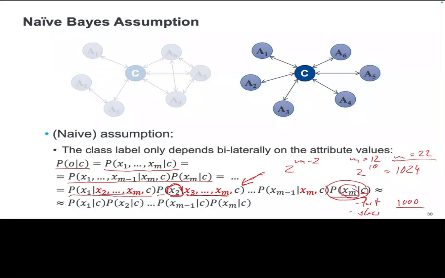Now, where does the complication come from? The complication comes from the fact that the attributes are not independent from each other. So I have many values of an attribute that come in the context or have to be described in the context of other attributes.